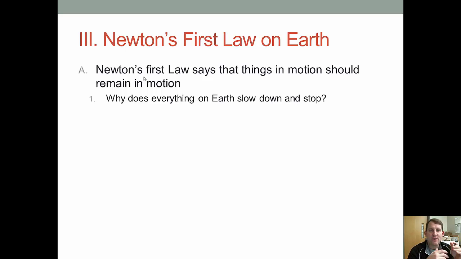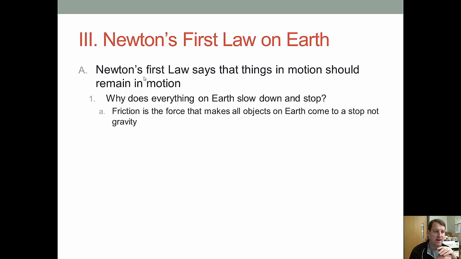Well, the first intuition that people have is to say, oh, because gravity slows things down. But you need to be careful, because if gravity slowed things down, the Earth has been rotating around the sun for billions of years now. And if gravity slowed it down, the force of gravity from the sun would have slowed the Earth down and stopped it a long, long time ago. So it's actually not gravity that slows things down.